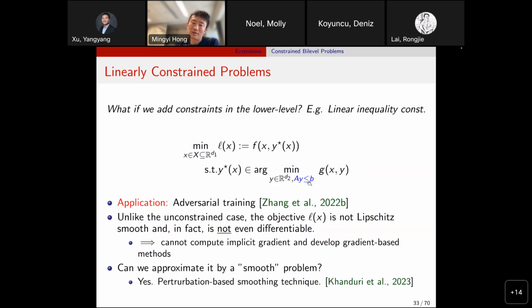Because of the constraint, this will create a lot of problems. Most of the analysis we did before may not work here, even if we just add a simple linear constraint. But this is really important. For example, in adversarial training applications, we did see that you need to control the size of the adversary perturbation, because it doesn't have infinite power. So we need to control it. Therefore, the constraint is really needed.